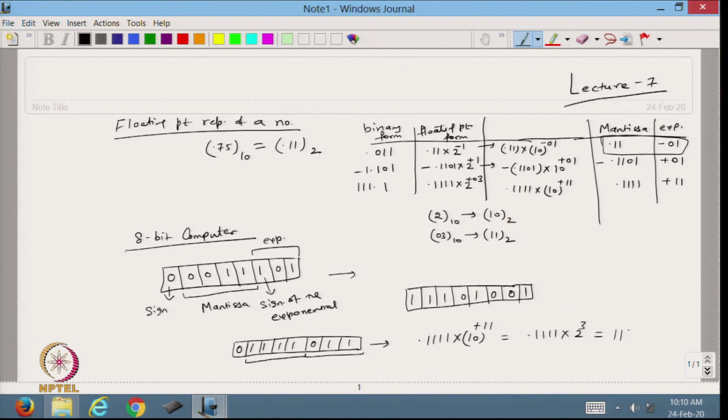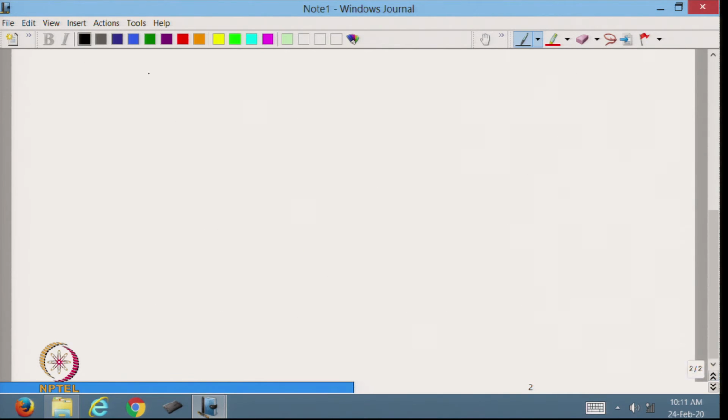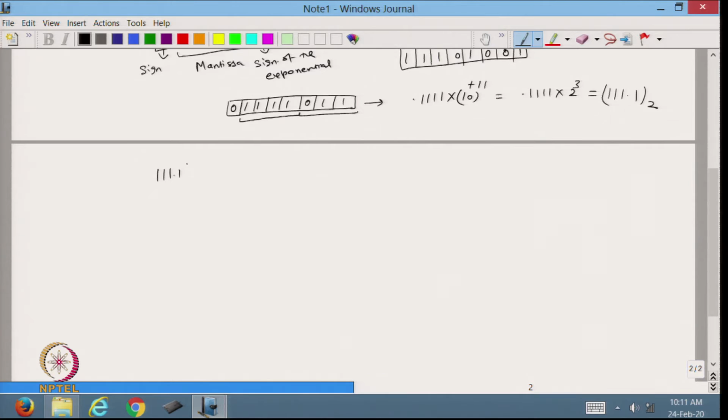So, I can write 111.1. That is the number we have in the binary form. This number I can convert into the decimal form. So, this can be written as 2 raised to power 0 plus 2 raised to power 1 plus 2 raised to power 2 plus 2 raised to power minus 1. So, this can be written as 4 plus 2 plus 1, and this is plus 0.5. So, I can write this as the number 7.5.